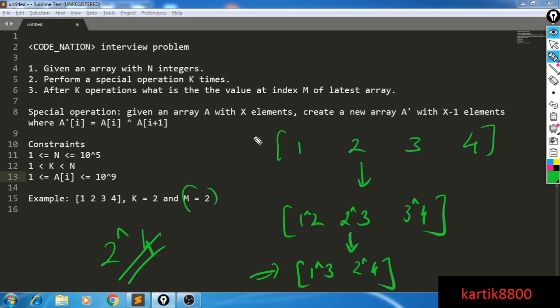But if you do it like this in a simulation manner, the complexity will be big O of n into k. This should time out, and we need to think of a big O of n solution or an n log m solution. So let's get to that.